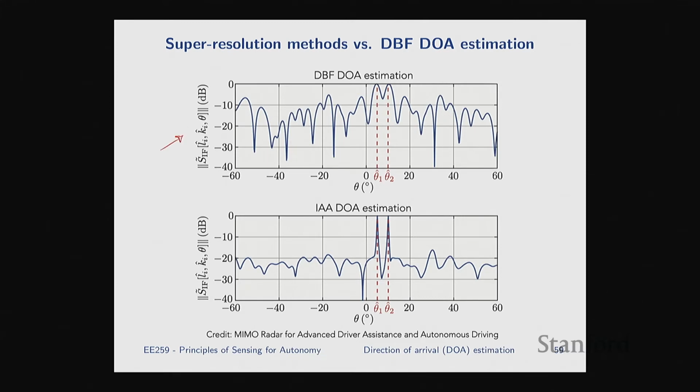The top one is the DOA that you get from our FFT method, right? So here we're just looking at the 1D DOA FFT, and the ground truth is that we had two targets at theta hat 1, theta hat 2. Your x-axis is theta, the DOA, and the y-axis is the magnitude of the FFT that you get in dB.